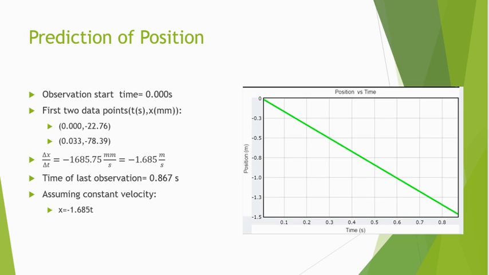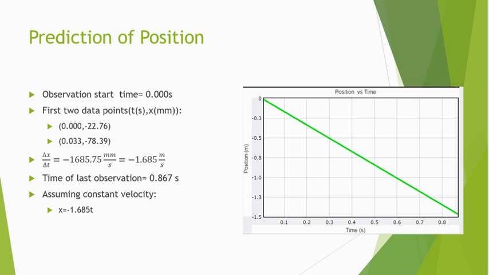So to calculate the velocity, I did the change in position over the change in time, which gave me negative 1,685.75 millimeters per second, and that translated to SI units as negative 1.685 meters per second. I also know the time of my last observation was 0.867 seconds, which is where all of the graphs end. And then assuming constant velocity, I was able to derive the equation x equals negative 1.685 multiplied by the time, and negative 1.685 was my constant.